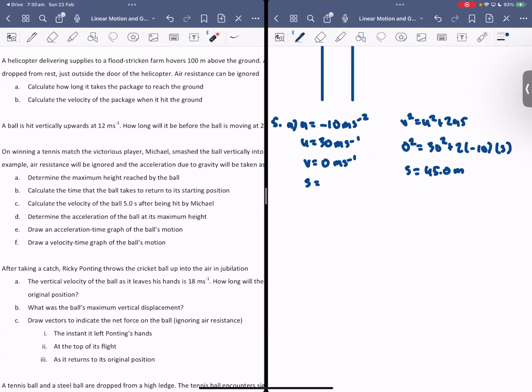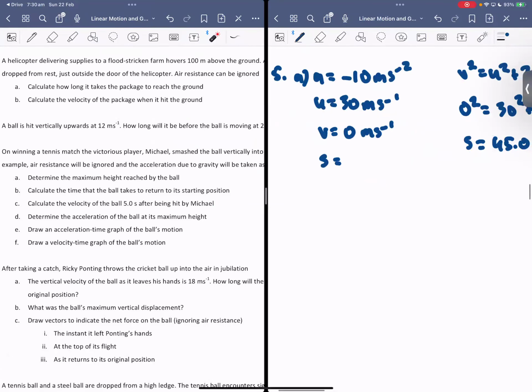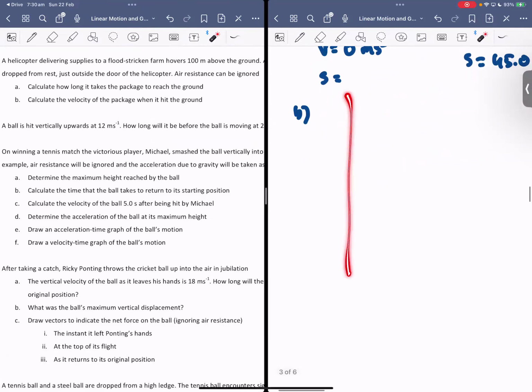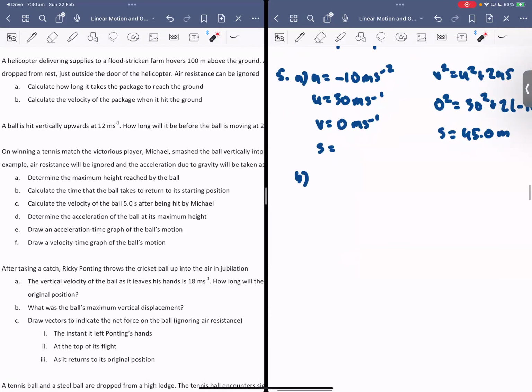How long does the ball take to return to its starting point? Well, here's the thing, guys. If I can figure out how long it takes to get to the top, then to get back to the starting point, I just have to double that time. Because it's symmetrical. Go up and then come back down the exact same amount, so the time taken should be the exact same. So then what will I do? I'll just figure out the t. T is missing.